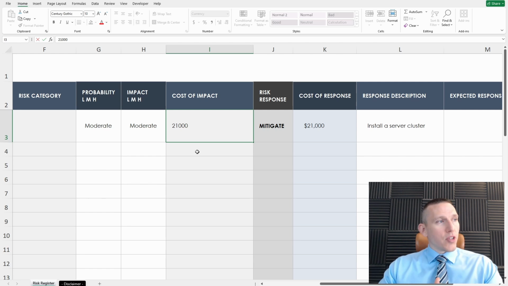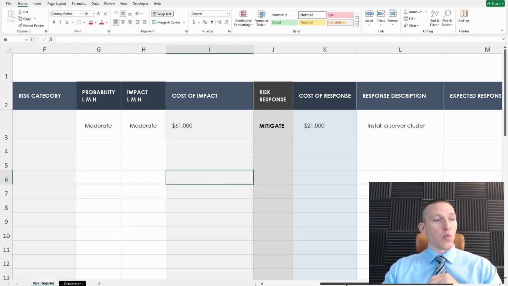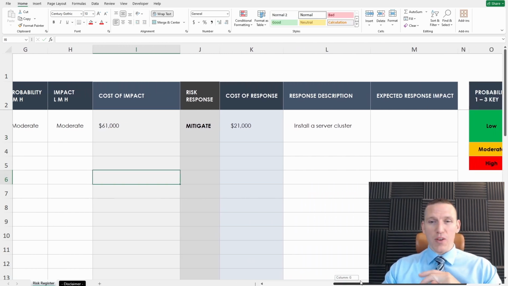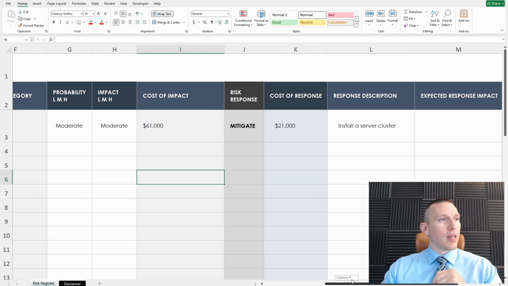That's something that's very difficult to measure, but we can estimate it. Let's say we expect that to lose us one contract a year, and maybe each contract averages about $40,000. So let's bump that number up to 61,000. We're going to lose one contract if our website goes down and we take that reputational hit.